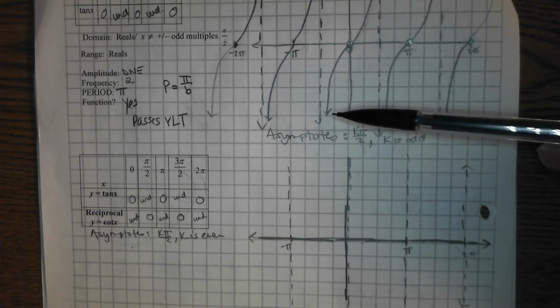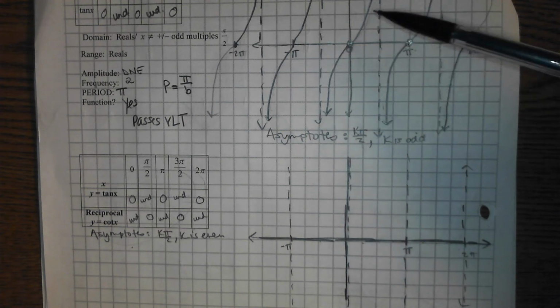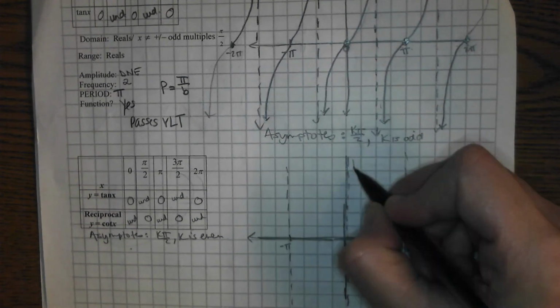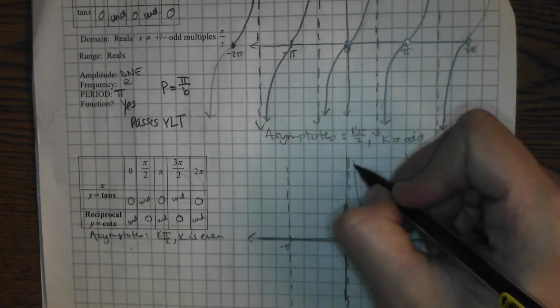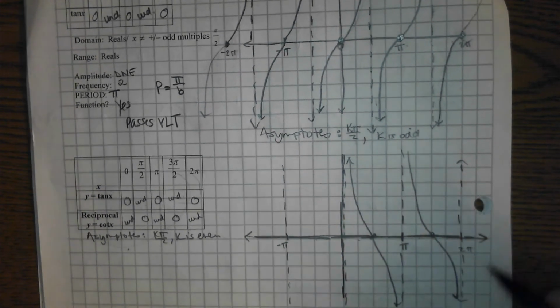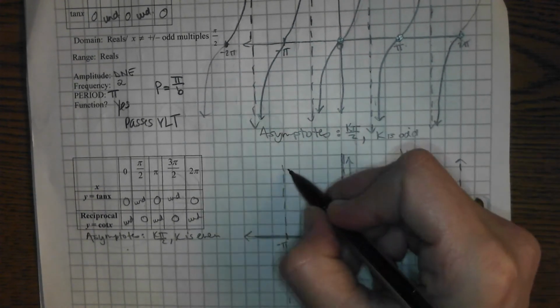And you see how your tangent graph is always increasing? Cotangent graphs are always decreasing. So they start up top and go down and squeeze in between the asymptotes.